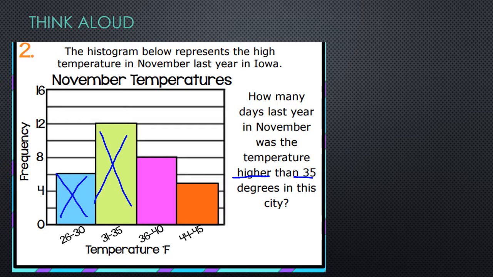If we look at 36 through 40, we have 8, and then here we have 5. And 8 plus 5 is 13, which is our answer. 13 days.